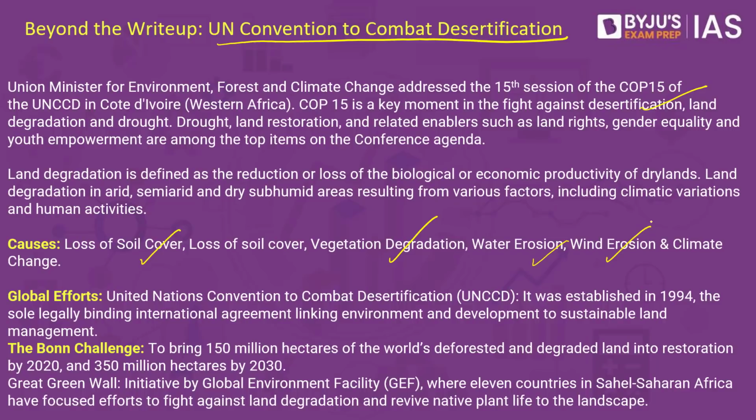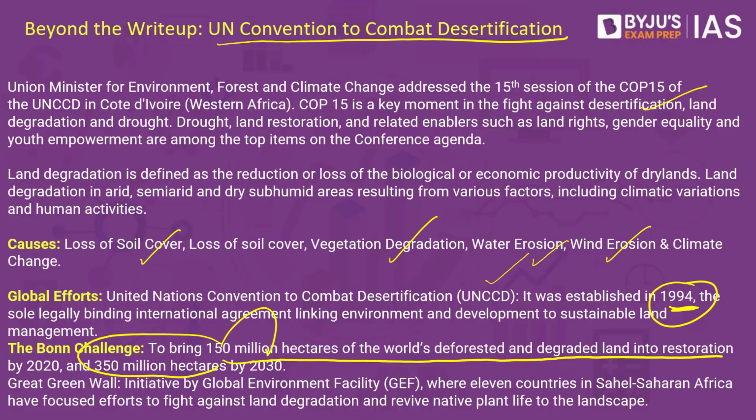Realizing this potential, multiple initiatives have been taken across the world to combat this problem, including the UN Convention to Combat Desertification, which came up in 1994. This is the only convention of the UN with respect to the problem of desertification. We also have the Bonn Challenge, which includes efforts to bring 150 million hectares of the world's deforested and degraded land into restoration by 2020 and increase that number to 350 million hectares by 2030. We also have the Great Green Wall Initiative by the Global Environment Facility, under which 11 nations in Saharan Africa have focused efforts to fight against land degradation.